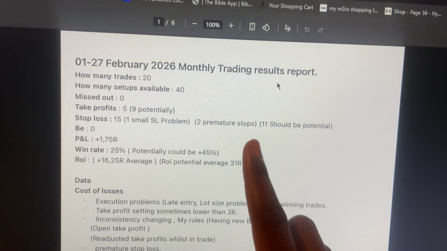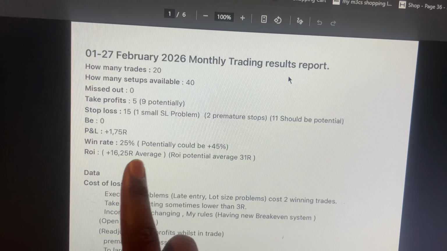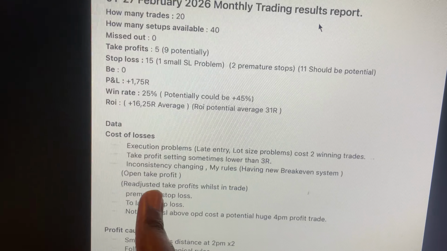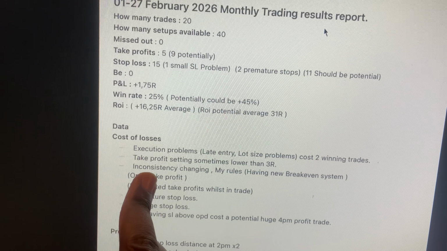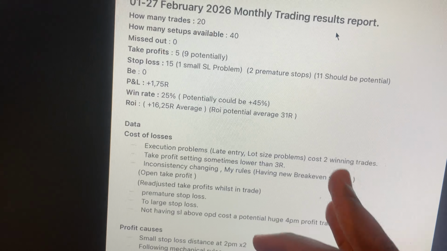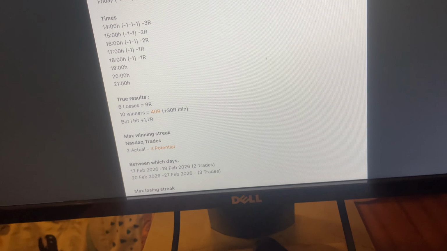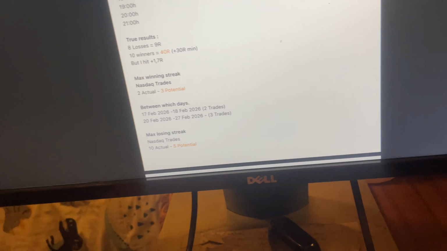and stop losses should be 11 potential, win rate should be 45 potential, kind of listing my problems. I can see inconsistency in changing my trading rules, which was a big thing, and that is the lesson learned this week that I want to speak about. It is consistency. Don't get me wrong, there are things that I am consistent in, but I needed to be consistent in the way I trade, right?